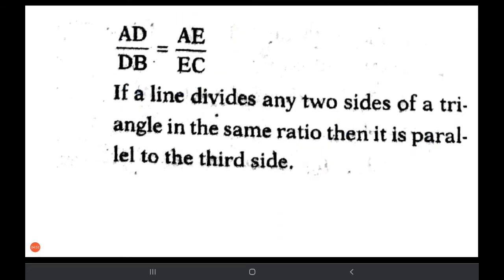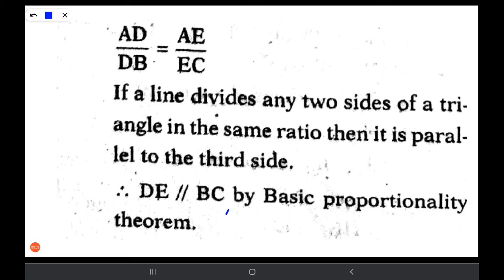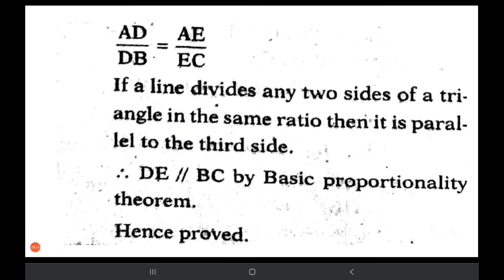From that theorem, here we got AD by DB equals AE by EC. So we can simply say DE is parallel to BC by the converse of the basic proportionality theorem. We had to prove this only. We got that. Hence, the theorem is proved. I hope you understood. Once again, I am giving the complete solution here. You can observe the solution one by one clearly. I hope you understood this solution.